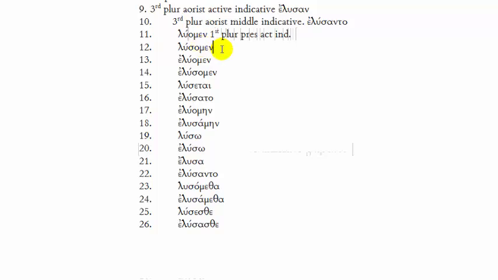All right, lusomen. What's the difference between lomen and lusomen? Well, that sigma tells you what? When you just have a sigma, nothing else, that means future. So now you're looking at first plural, future, active, indicative. How do you know that? Just by knowing your principal parts well. Move on to number 13.